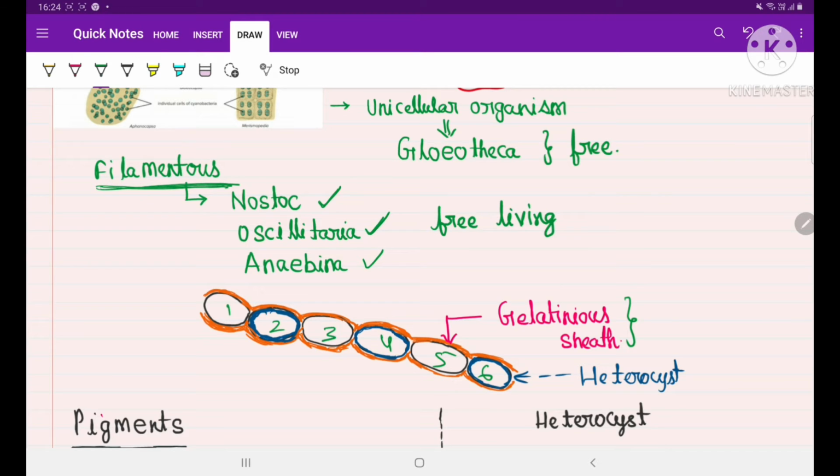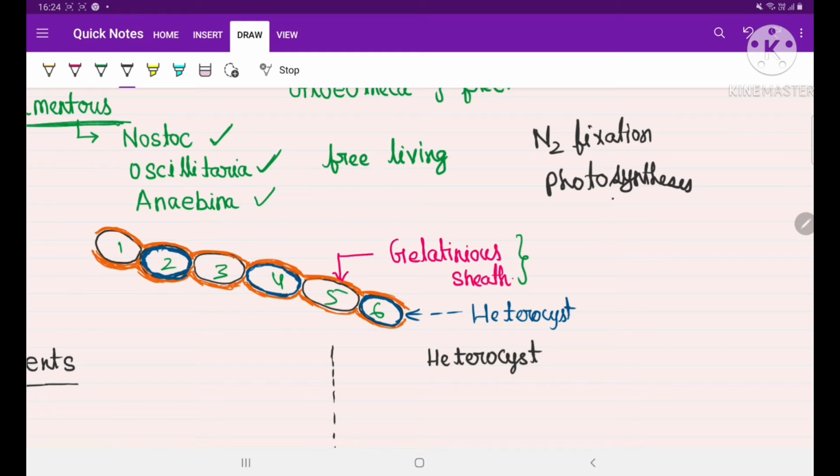And cyanobacteria are the only organisms who do nitrogen fixation also. They do nitrogen fixation, and they do photosynthesis also. This is a completely opposite process. Why? During oxygenic photosynthesis, oxygen is released. They are oxygenic photosynthetic organisms.